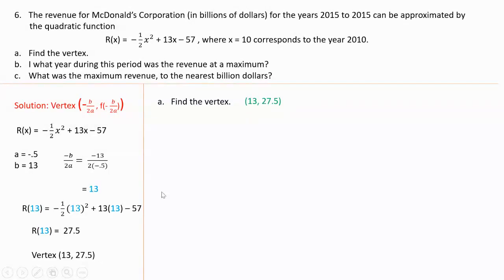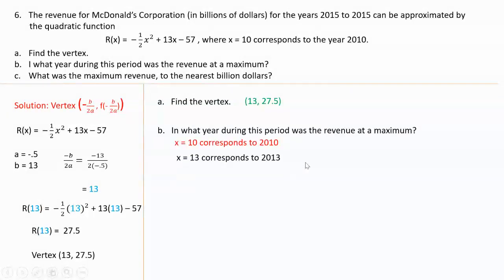Okay. Now for part B, it's saying in what year during this period was the revenue at a maximum. So the answer here will be the x part of the vertex, which is 13. But if x equals 10 corresponds to the year 2010, well, then x equals 13 will correspond to the year 2013. So the answer will be in 2013.